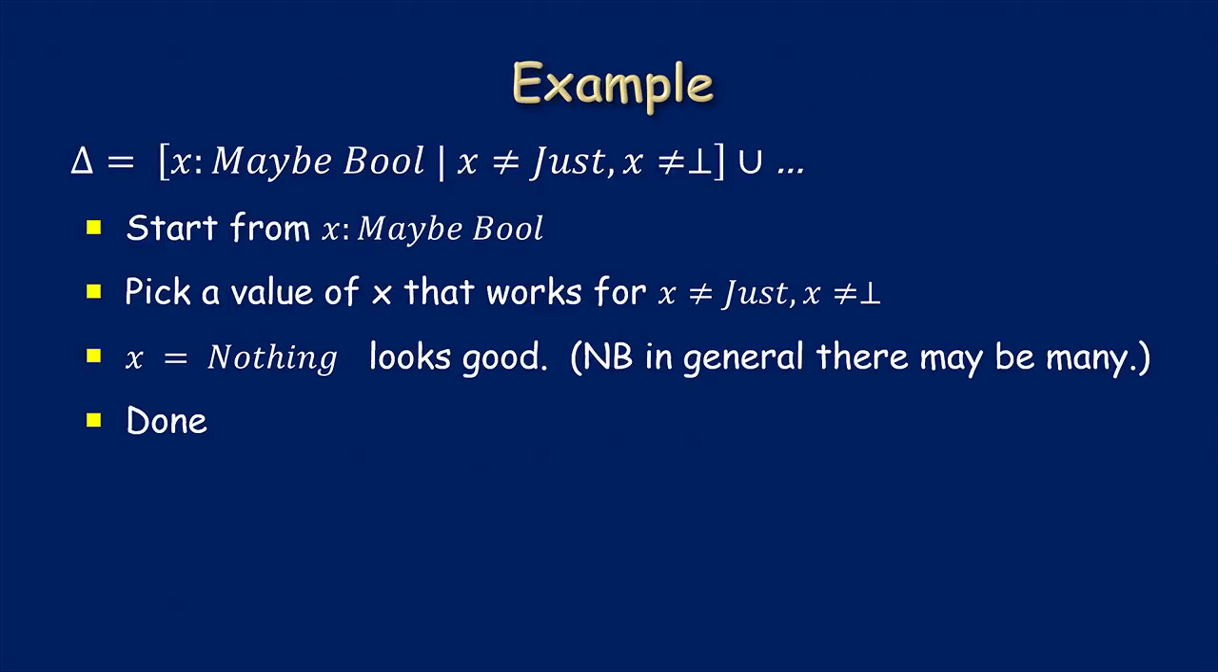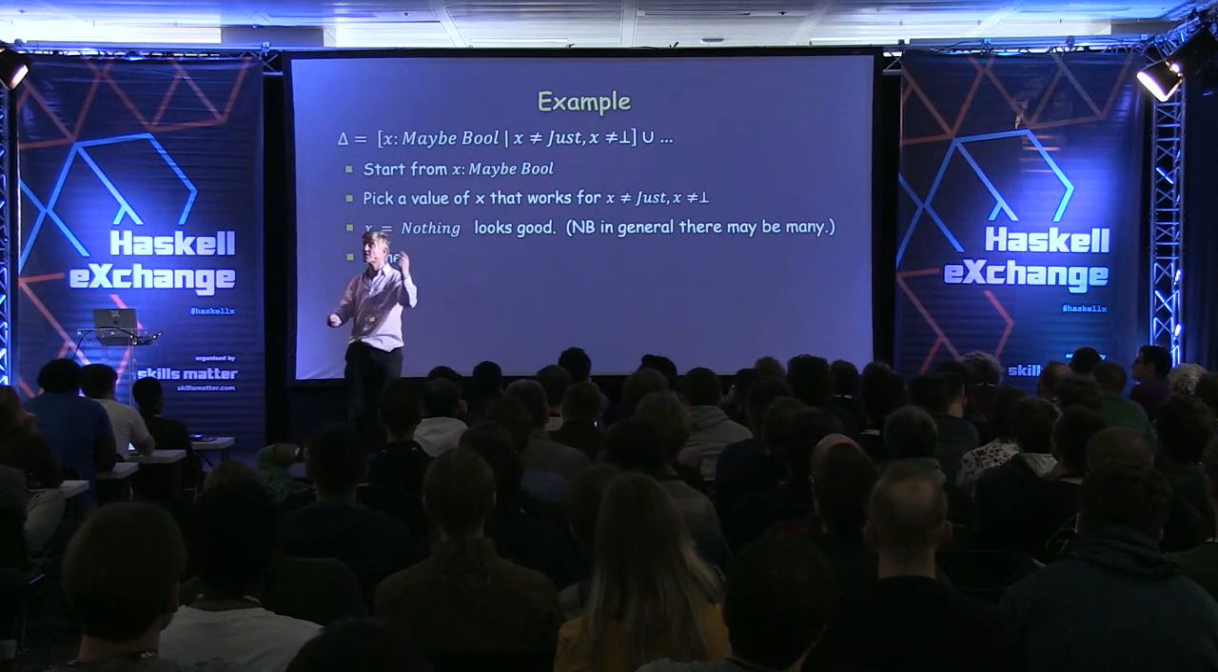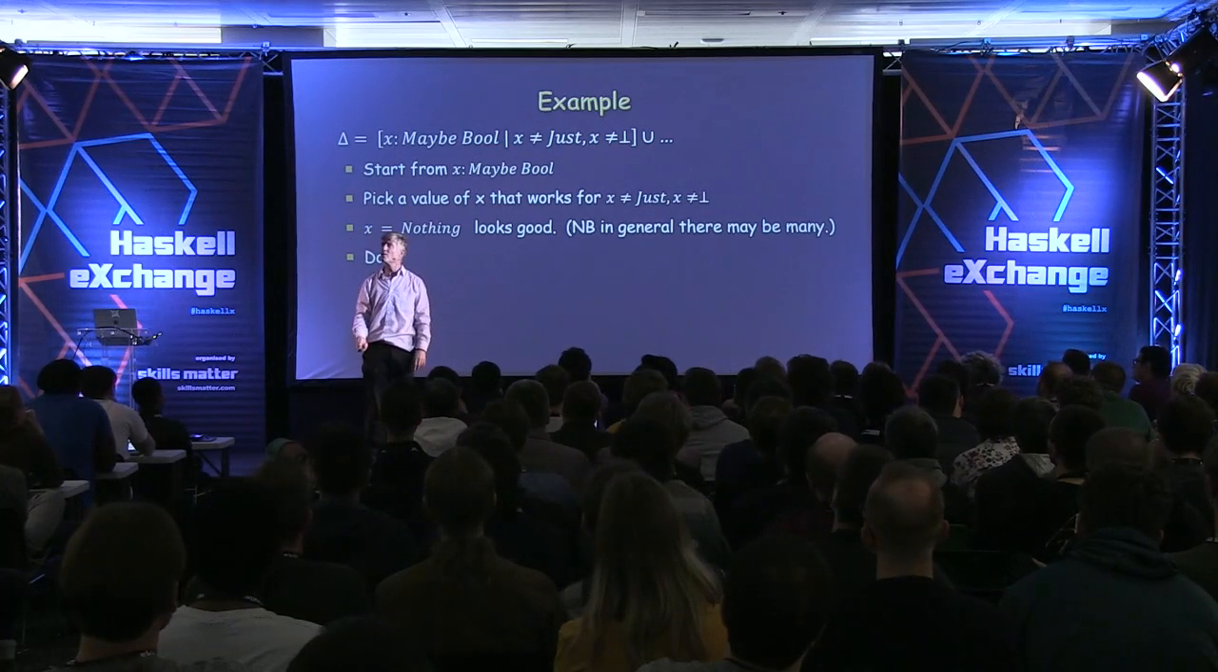What about this one? If this was delta, I pick the first element of the disjunct, and I'm going to say, pick a value of x that works for x is not just and x is not bottom. Guys, x is not just, x is not bottom? X is nothing. Seems pretty good, right? OK, so let's cough that up. Done for that. What about this set?